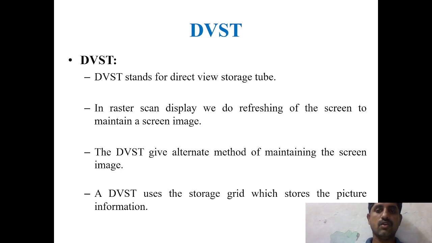In raster scan, we refresh each and every pixel. But in the DVST, a particular method is already assigned to maintain the screen image. The device uses a storage grid which stores the picture information.